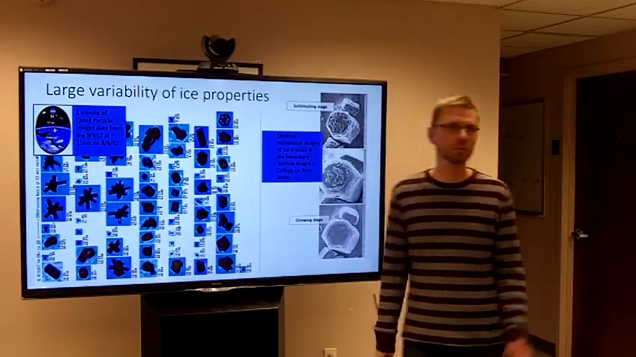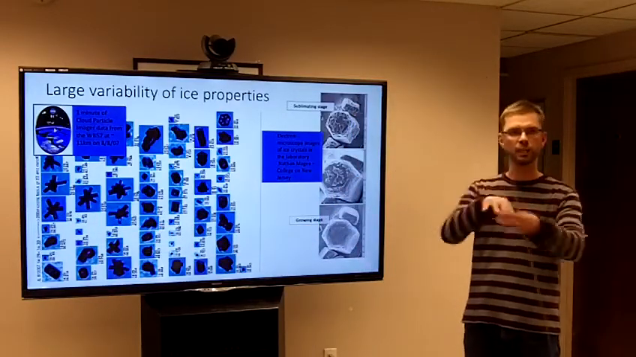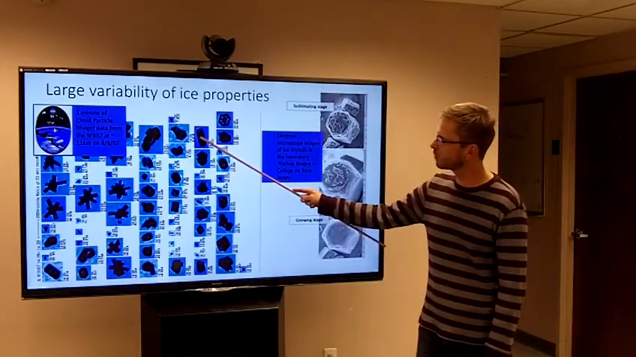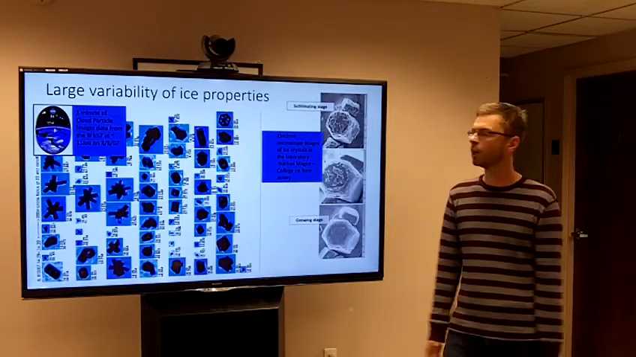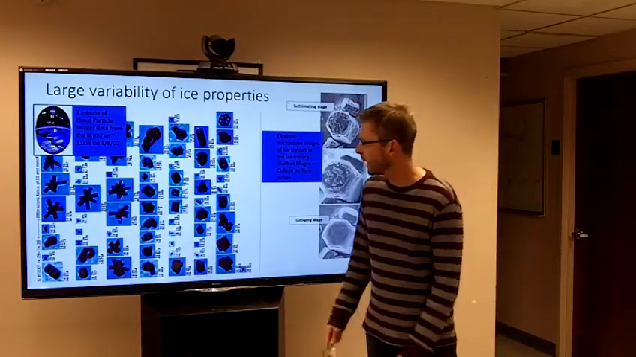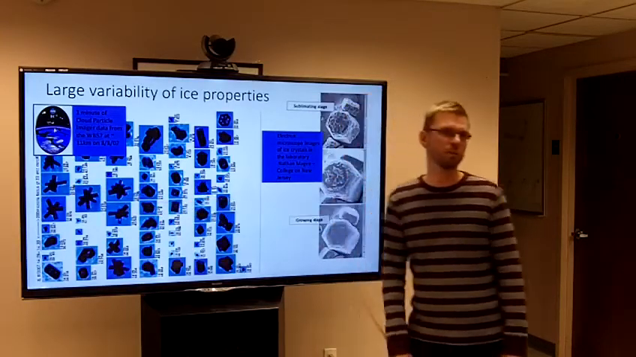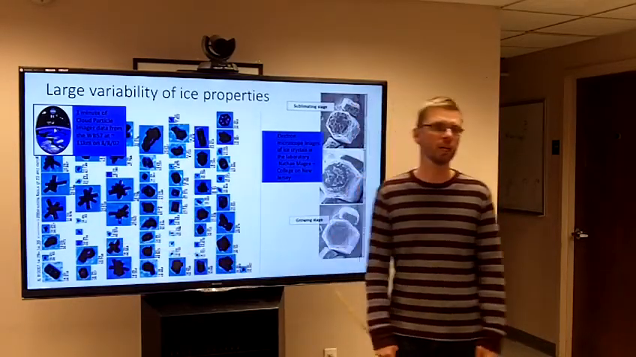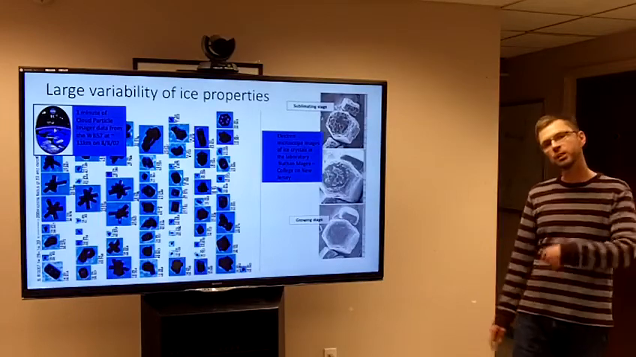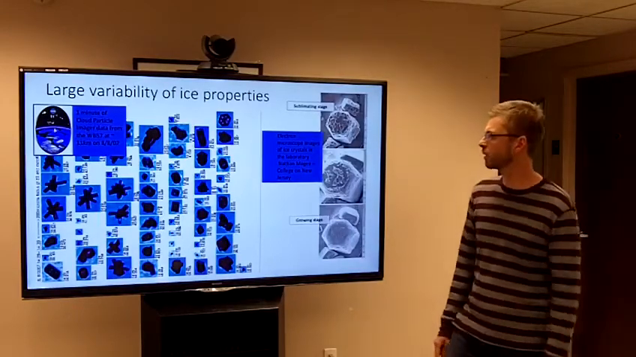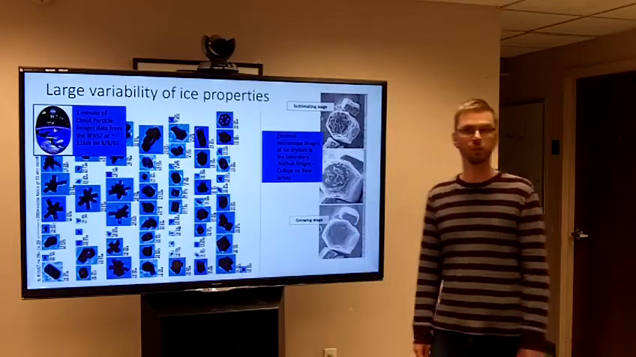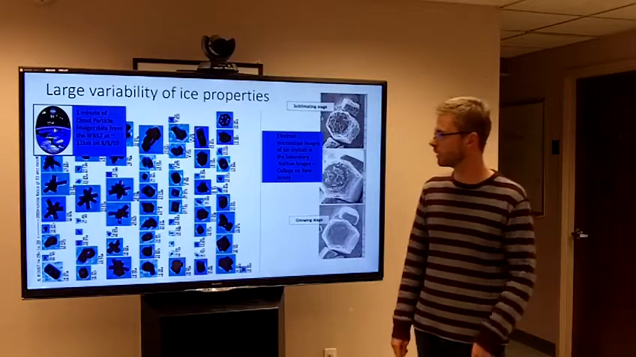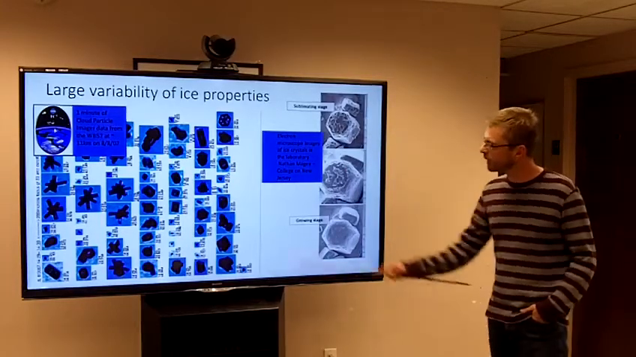Like these, we call them bullet rosettes, basically columns sticking out of the center. There are some single columns in there, but also plates along with those. And also you see some of this big stuff there, but also many of these small crystals. Some of these might actually be measurement artifacts, but many of these are probably also real. So there's a huge range of size that's also involved in ice properties.